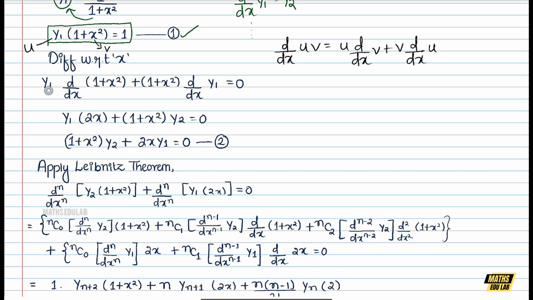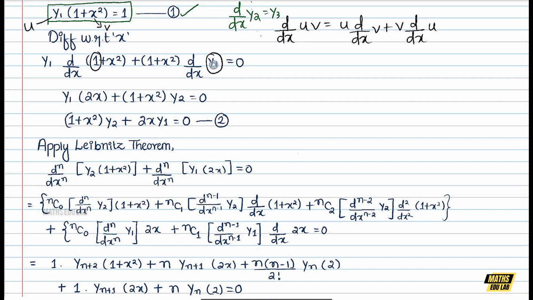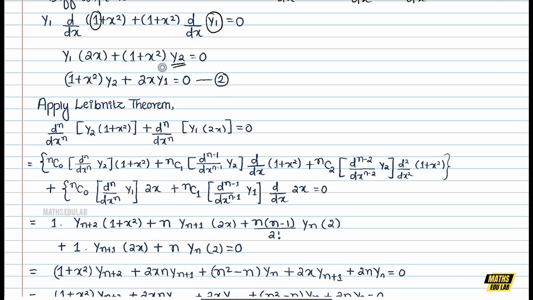Now y1 and then the derivative of 1 plus x square. Here 1 is a constant, so 0, and the derivative of x square will be 2x, plus 1 plus x square. If you see here the derivative of y1, as I have taught, will be written as y2, and similarly the derivative of y2 will be written as y3, and so on. Here I have written the derivative of y1 as y2, which is equals to 0. Now rearrange the equation, and I get the value as 1 plus x square into y2 plus 2x y1 is equals to 0.